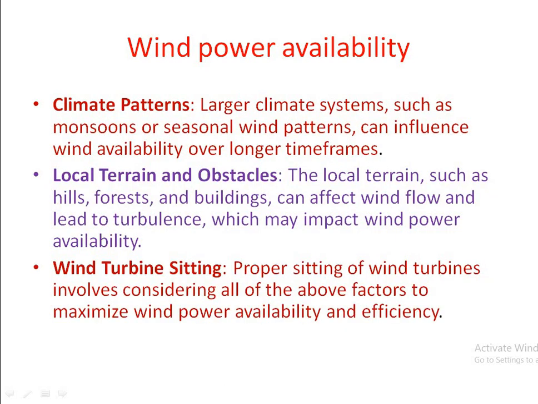Climate patterns. Larger climate pattern systems such as monsoon or seasonal wind patterns can influence the wind availability over longer time frames. Then local terrain obstacles. Local terrain such as hills, forests and buildings can affect the wind flow and lead to turbulence, which may impact wind power availability. And the last one is the wind turbine setting. Proper setting of the wind turbines involves considering all of the above factors to maximize wind power availability and efficiency. So wind power availability depends upon these factors as we had discussed.